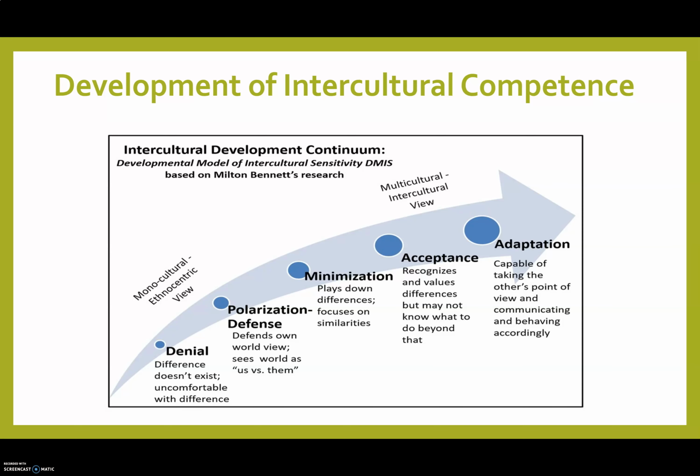Beyond that phase, then we move towards acceptance, which is quite an advanced stage of intercultural development, where you start to recognize that values and behaviors can be different, and you can accept them for being different without judging them. And then, of course, the top end of developing intercultural competence is the adaptation side of things, where you're capable of taking the other person's point of view on board and communicating and behaving in a very appropriate and respectful way when you find yourself in an intercultural interaction.